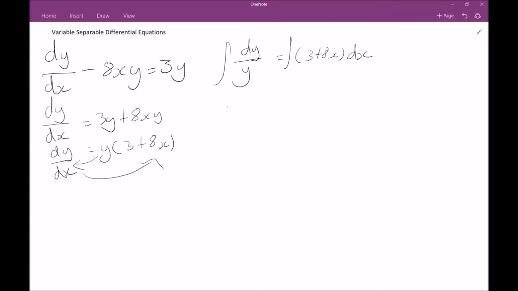In doing so, you can then integrate both sides, leaving ln y equal to 3x plus 4x squared plus a constant, after it's been simplified. Variable separable differential equations are one of the easiest ways of answering differential equations if they can be separable, meaning the x and y's can be split up.